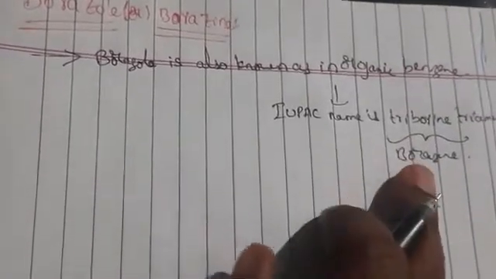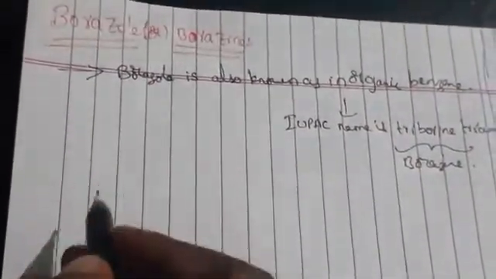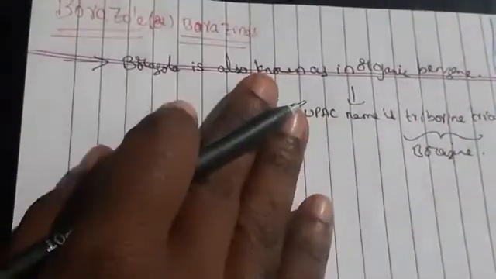Borazole has an isoelectronic structure with benzene, and it has some physical properties similar to benzene. So this is about borazole. Borazole is also known as inorganic benzene and its IUPAC name is triborane triamine. We call it borazine. It is also known as a boron nitrogen compound.